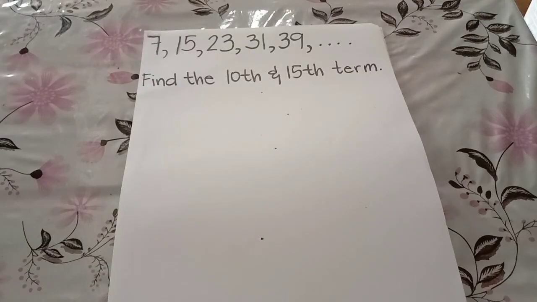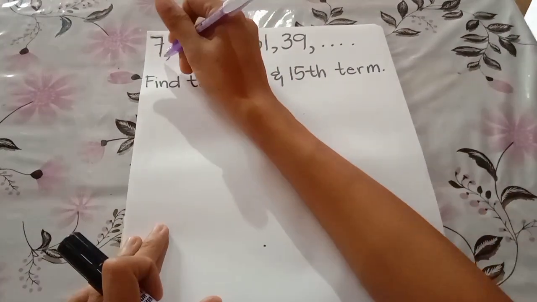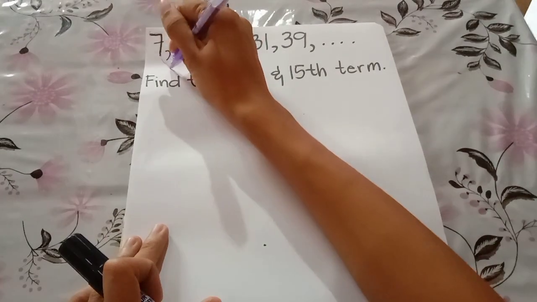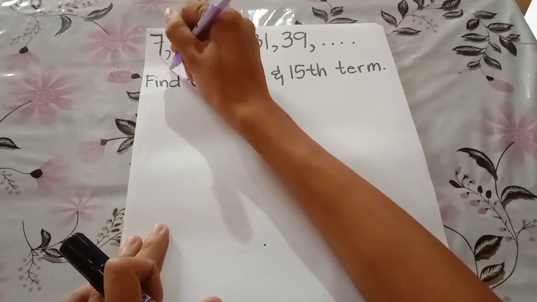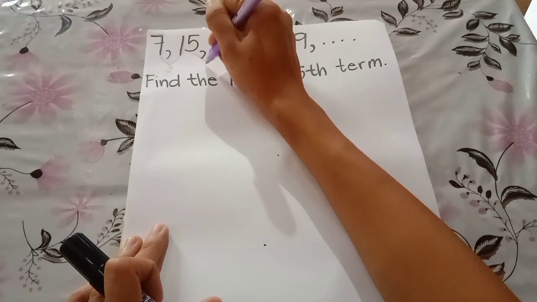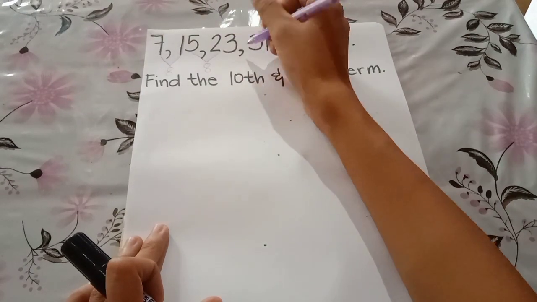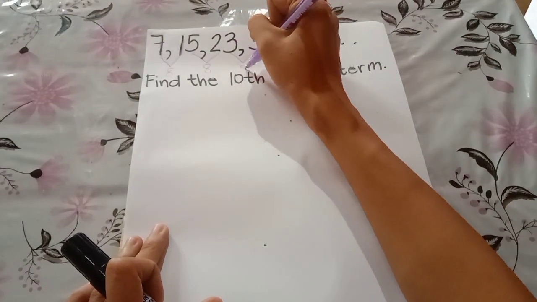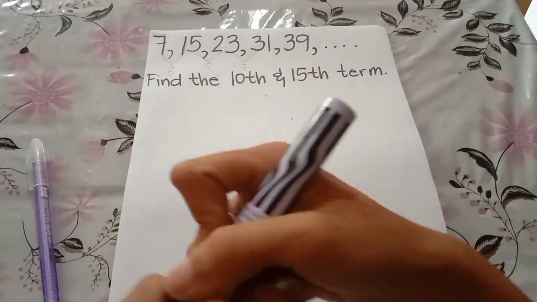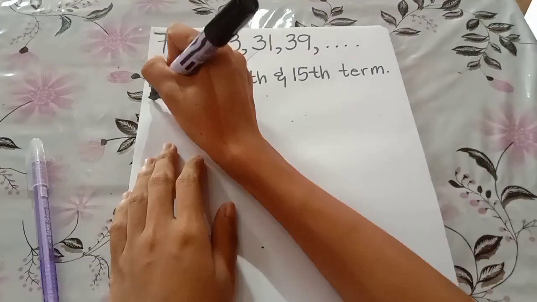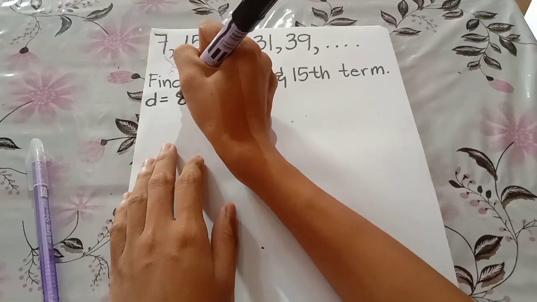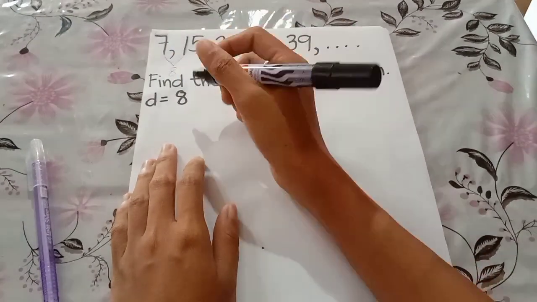So we have here our sequence: 7, 15, 23, 31, 39, and so on and so forth. First, we are looking for the common difference of this sequence. 15 minus 7 is equal to 8. 23 minus 15 is equal to 8. Therefore, the common difference of this sequence is 8.